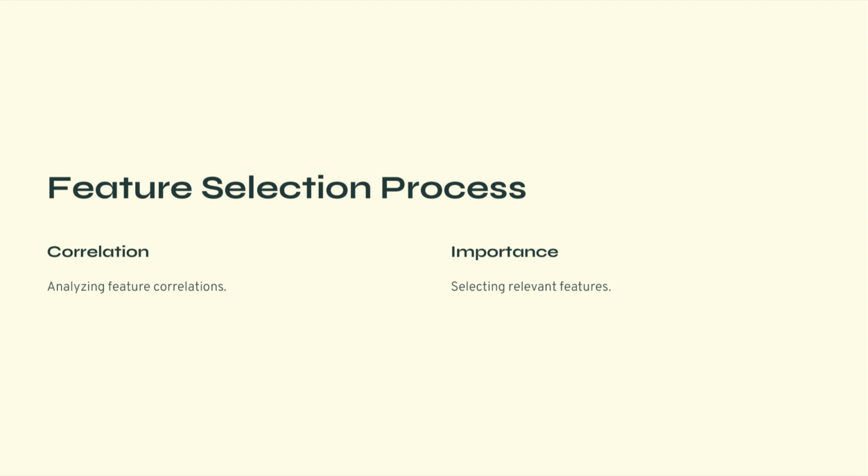Another method is feature importance analysis. Some machine learning algorithms, such as decision trees, automatically estimate how important each feature is for making predictions. Features with very low importance scores can sometimes be removed. Feature selection helps simplify the model while improving performance. It also makes the model easier to interpret and understand.